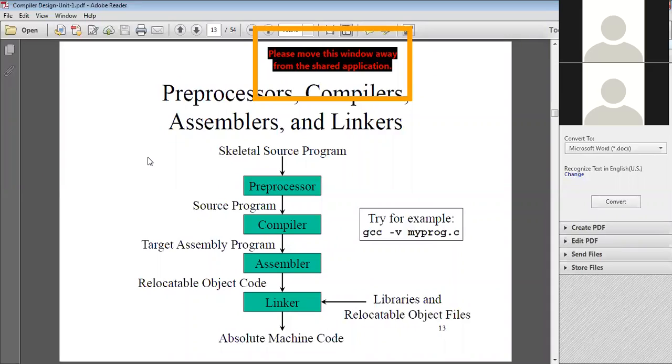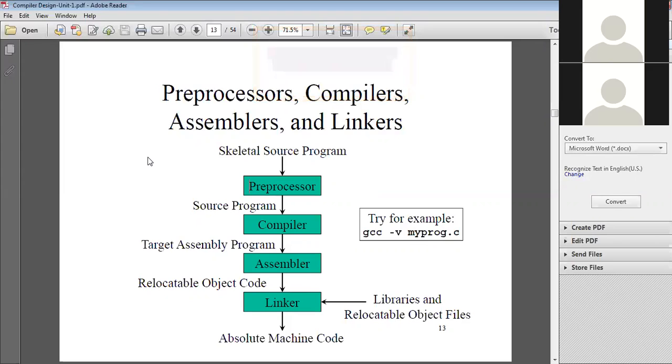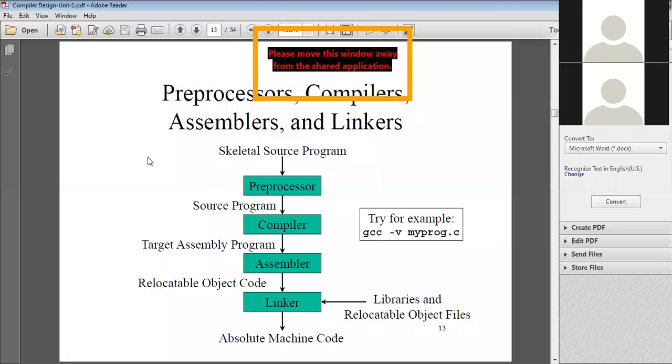What is the compiler? We have already discussed. Assemblers are again translators that convert assembly language into machine language. Assemblers are the system software that converts assembly language into machine language. Linkers, again, are small programs that link your programs. Okay, so this is the skeletal source program.